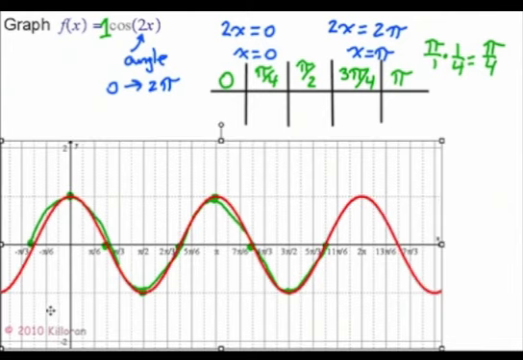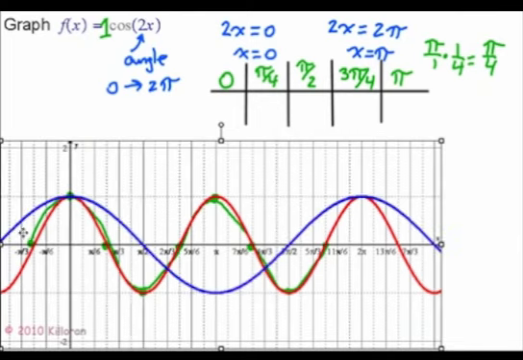If I overlay it with the computer-generated version, it looks like this. Much smoother than my hand drawing. And if I overlay it with the normal cosine curve, the blue graph here, you can see that 2 periods happen for just 1 period of the regular cosine curve.